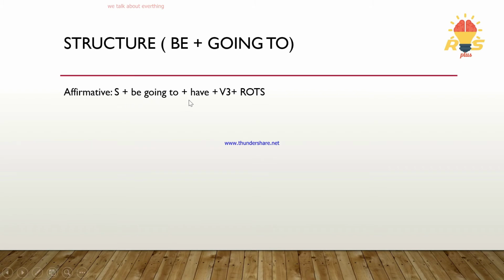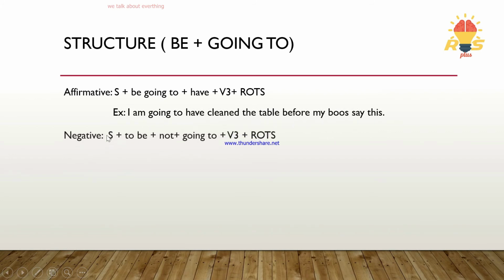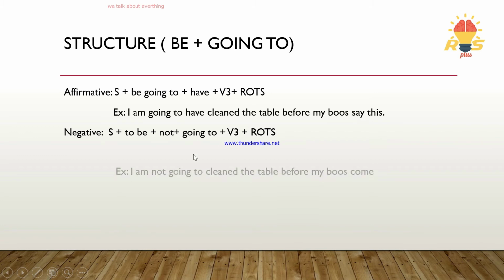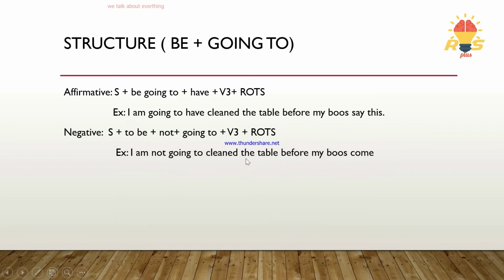Subject plus be going to plus have plus third form of the verb plus rest of the sentence. I'm going to have cleaned the table before my boss says this. Negative, subject plus to be, just after to be we add not. That's it. Plus not plus going to plus the form of the verb. I am not going to clean the table before my boss comes. It means I'm not gonna clean it, right?